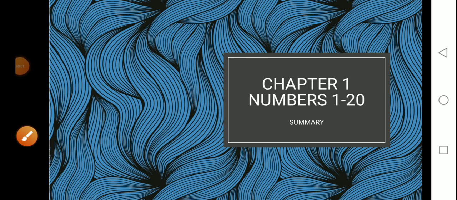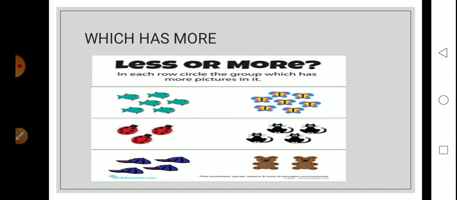Hello kids. So today we are going to do the summary of chapter 1, which I have finished. I will be sending this summary of the concepts we learned in class during the live session, so that it will be revised. First, we have learned "which has more".